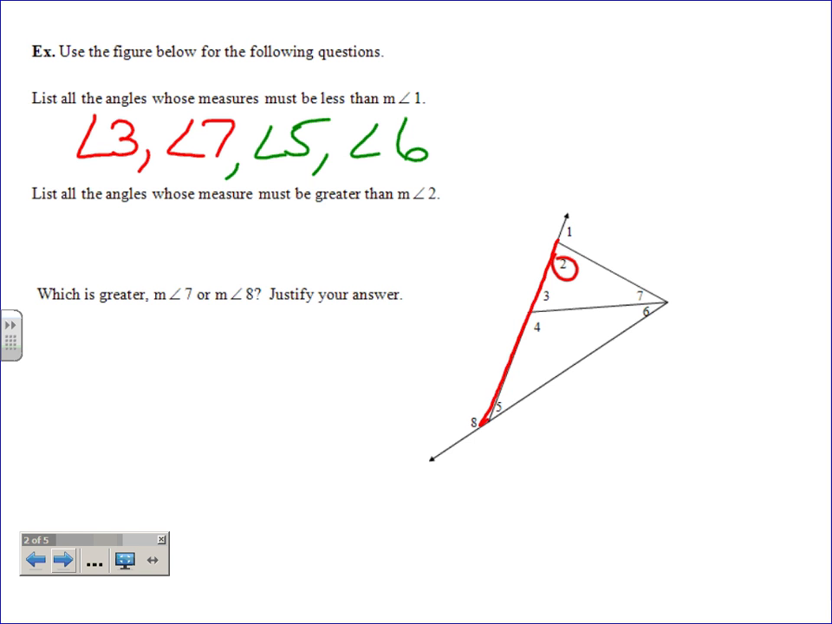And sometimes what you have to do is just focus on one thing at a time. Don't try and get all the answers at once. So if we're talking about angle 8, I must add 2, 7, and 6 together, correct? To get 8? So 8 has to be bigger than 2 all by itself. Okay, so angle 8 is one answer.